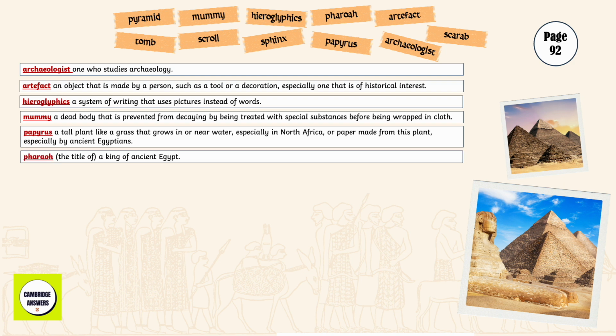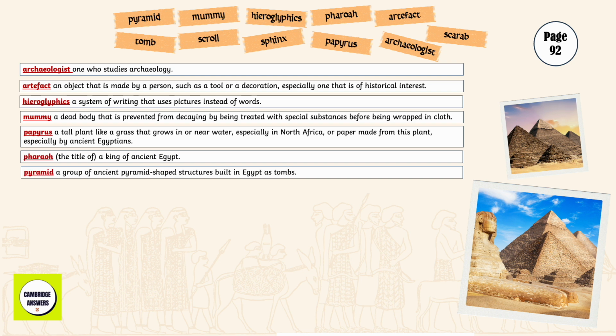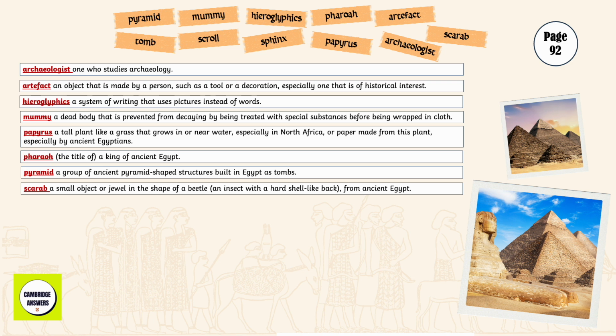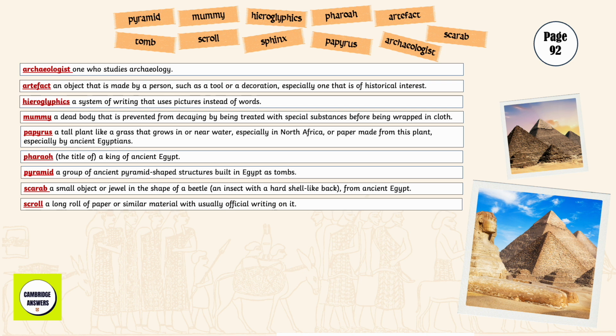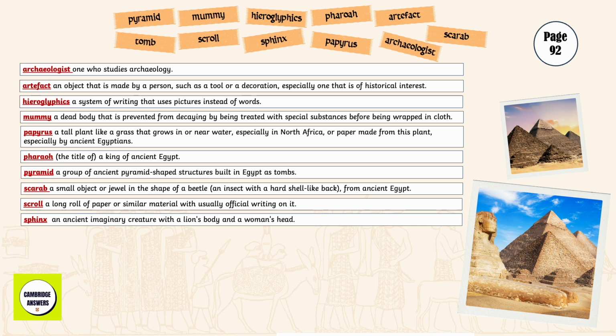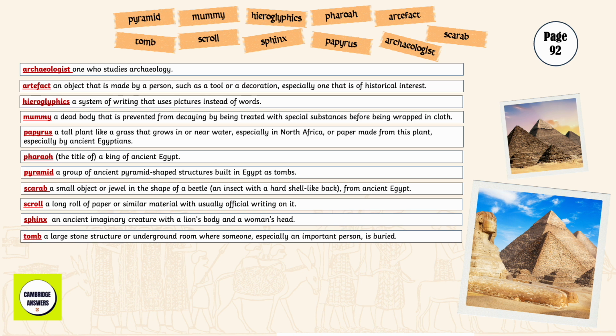Pharaoh, the title of a king of ancient Egypt. Pyramid, a group of ancient pyramid-like structures built in Egypt as tombs. Scarab, a small object or jewel in the shape of a beetle, an insect with a hard shell-like back, from ancient Egypt. Scroll, a long roll of paper or similar material with usually official writing on it. Sphinx, an ancient imaginary creature with a lion's body and a woman's head. Tomb, a large stone structure or underground room where someone, especially an important person, is buried.